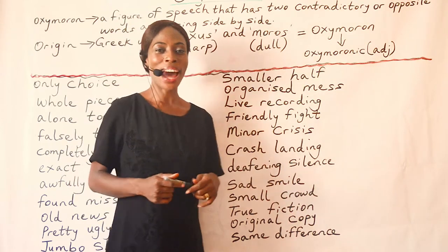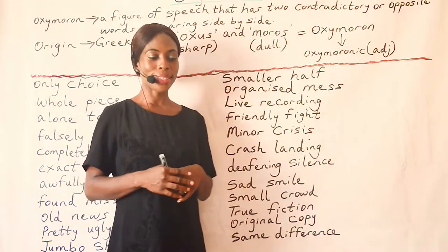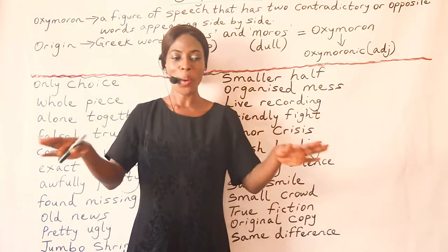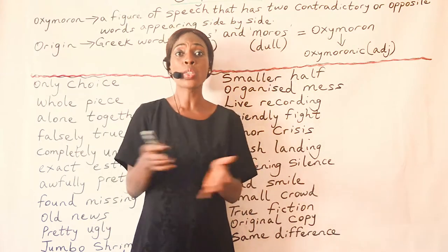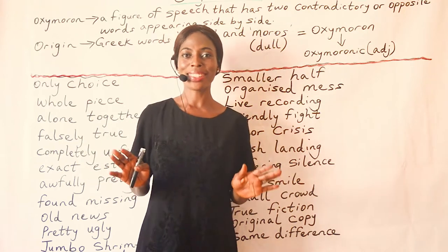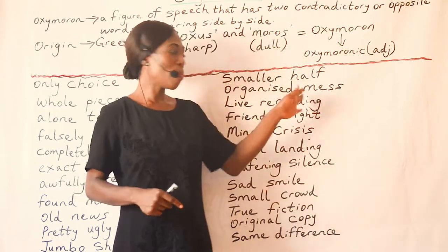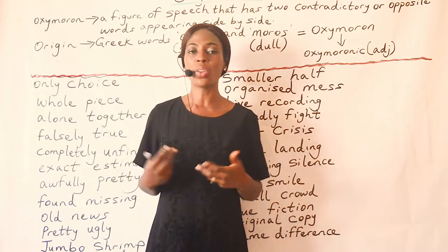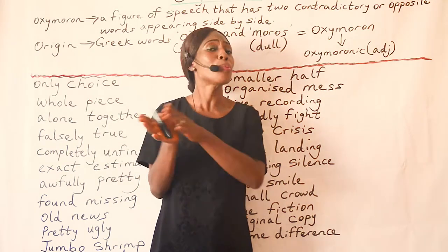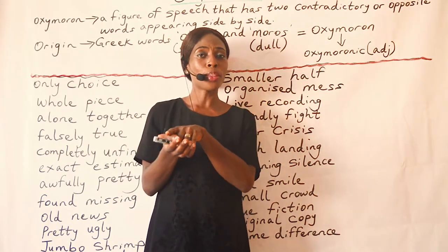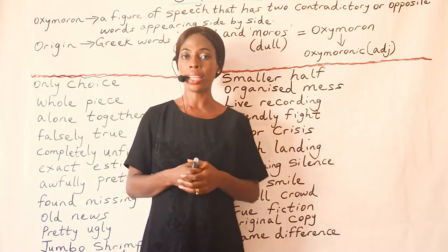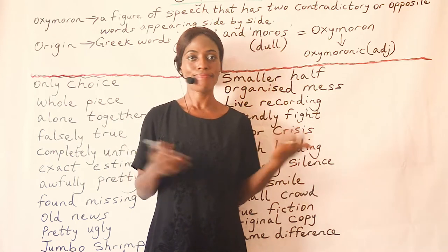Okay, the next we have is organized mess. Organized, everything is in place. Everything is okay, the way it is organized. Or the party is going on smoothly. The guests are all seated. Everywhere is calm and organized. You understand? Then mess means everywhere is rowdy, or your room is untidy. So is it possible for your room to be organized and still be messy? Is it possible for the party to be organized and still be in a mess? That's oxymoronic. Organized mess.